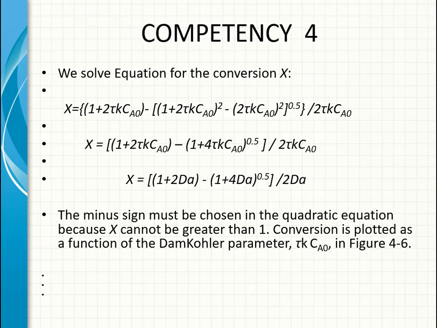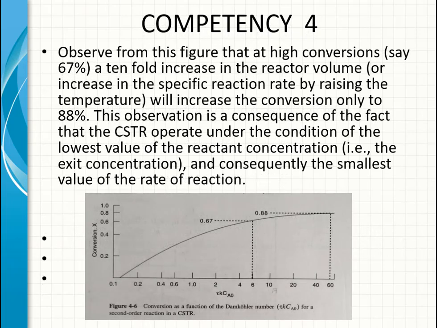And conversion is plotted again as a function of the Damköhler parameter tau k CA0 in the next figure. Observe from this figure that at high conversion, say 67%, a tenfold increase in the reactor volume or increasing the specific reaction rate by raising the temperature will be necessary. The conversion only goes to 88%.